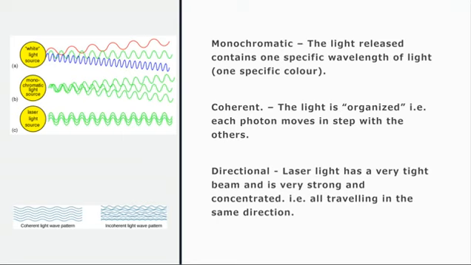Coherent light is light that is organized, where each photon moves in step with all the others. As you can see in the bottom left, in the coherent light wave pattern, all the peaks and troughs line up nicely, whereas in the incoherent one, it's all a bit chaotic, with no nice lining up of peaks and troughs.